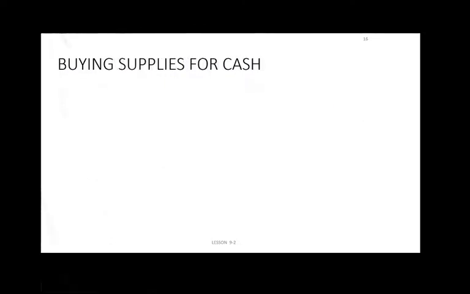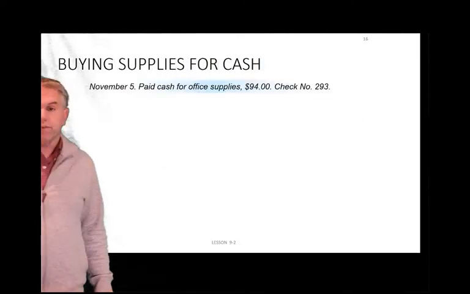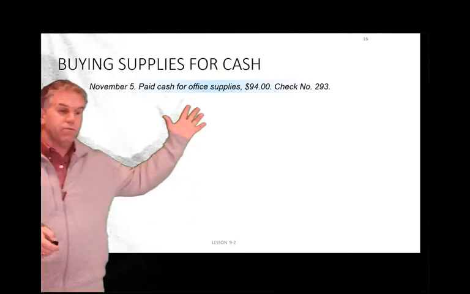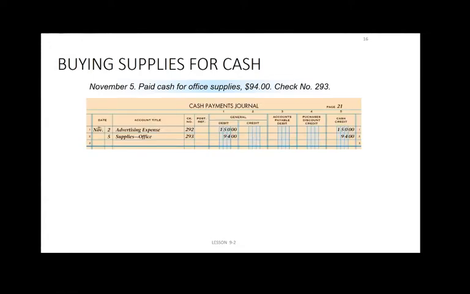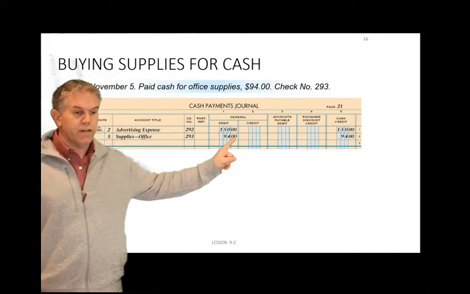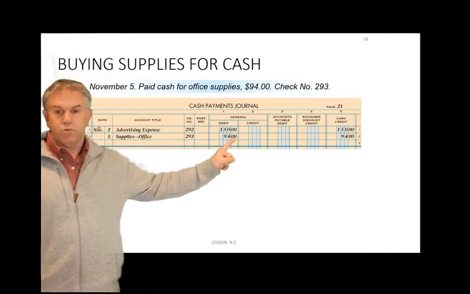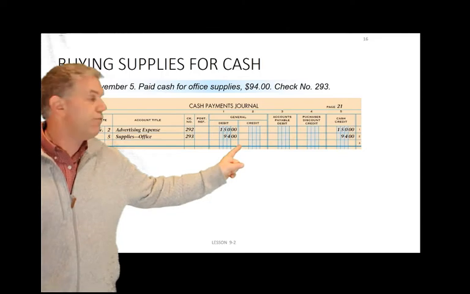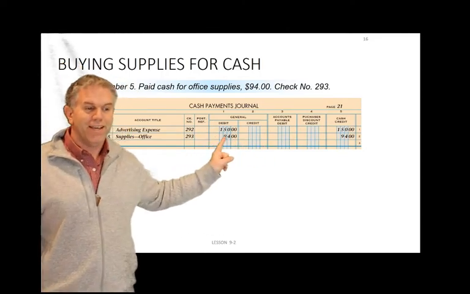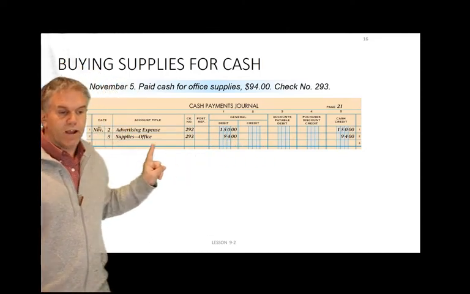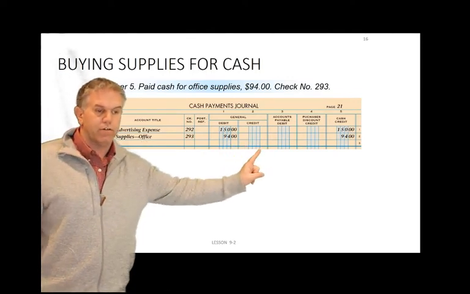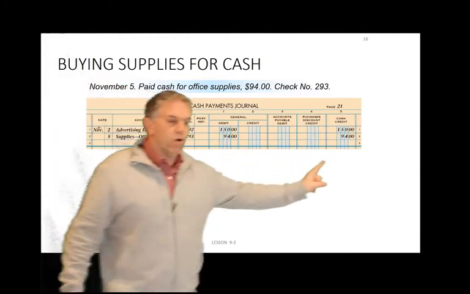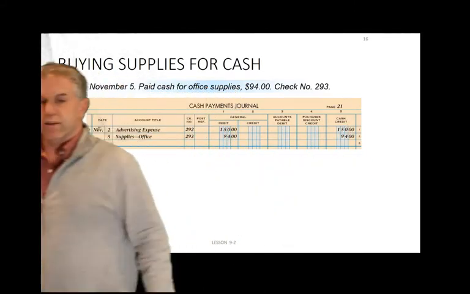Okay, so now for the next one, let's say we bought supplies for cash. On November 5th, we paid cash for office supplies, $94, check 293. It's the exact same process that we just did. Again, I'm going to point out that this $94 is described by the account title here, because it describes what the general debit or credit is. Just like we've done before, over here there's our cash, and it describes that as well, okay?